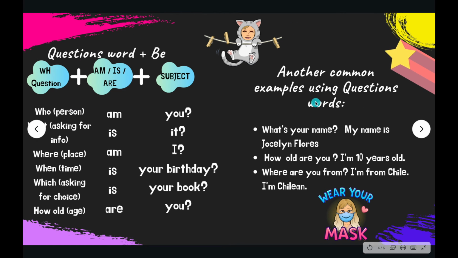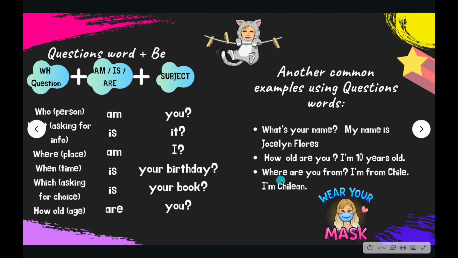Here we have other common examples using question words. Like for example, what's your name? In my case, my name is Jocelyn Flores. How old are you? I'm 10 years old. Or you could say that she is 15 years old. How old is she? How old is he? He is, I don't know, 25 years old. He is 25 years old.